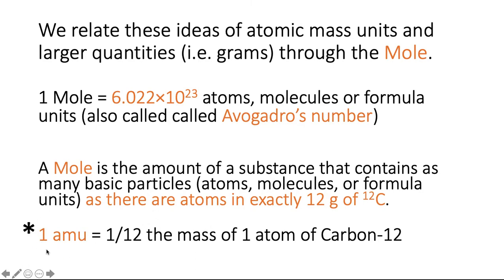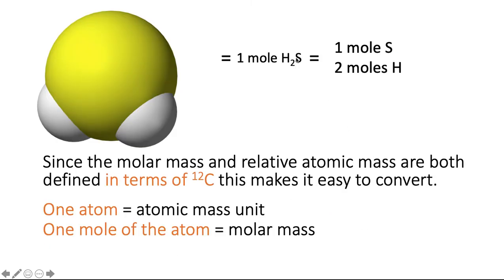I defined 1 AMU, 1 atomic mass unit, as 1/12 of the mass of an atom of carbon-12. Here I have the mole as the amount that is contained in exactly 12 grams of carbon-12. Because both the mole and the AMU are expressed relative to carbon-12, they can be related to each other. And this is how we can relate them.